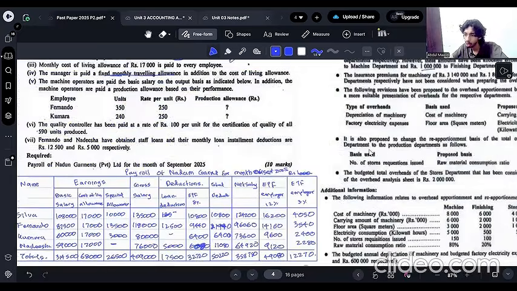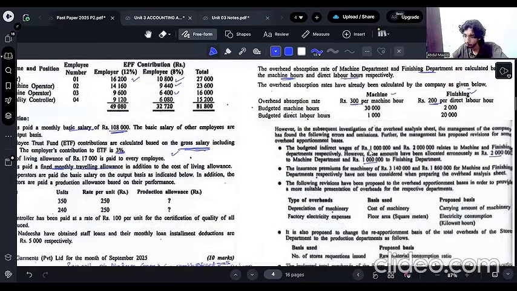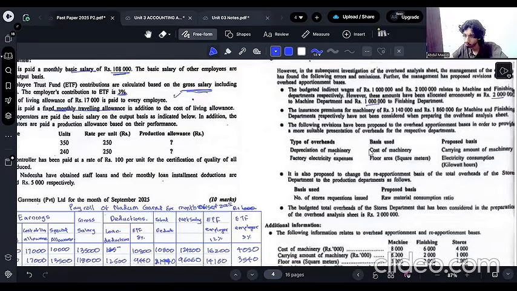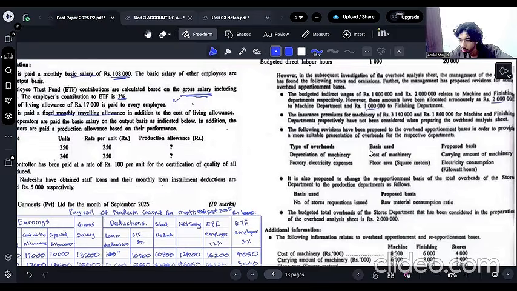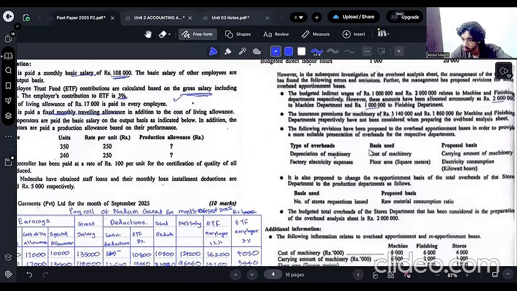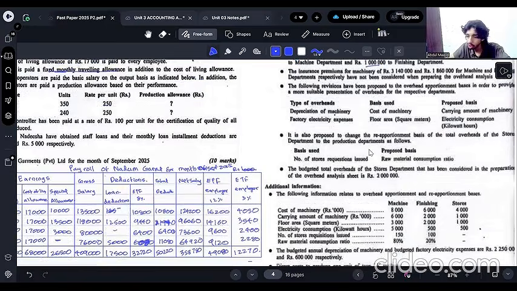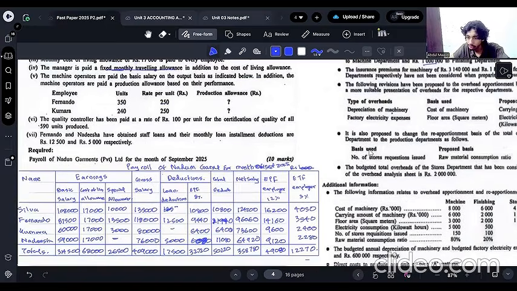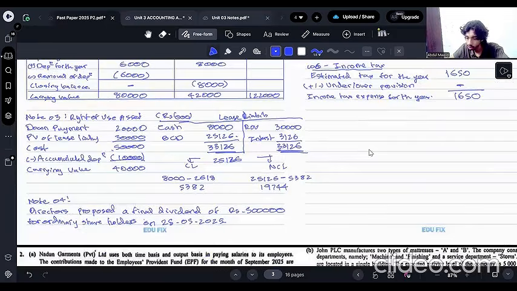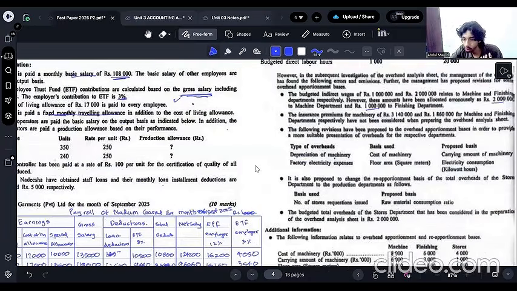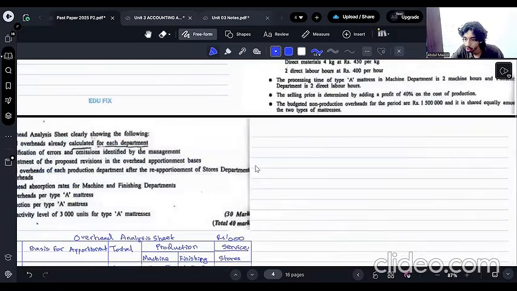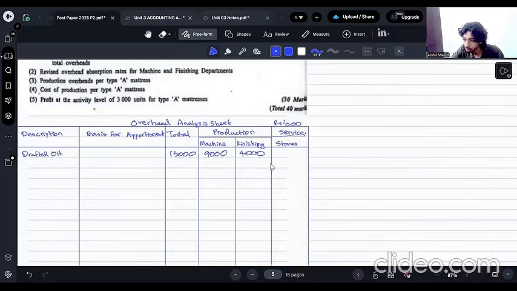Before that, first of all, we'll record our overhead, then reapportion the stores amount. So we have to reapportion later. Firstly, we'll remove the stores overhead from this amount. We'll remove the stores overhead and put it away.